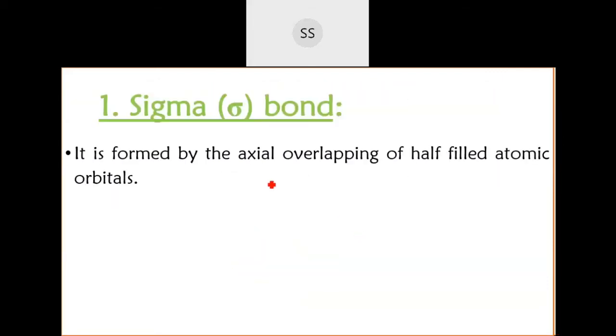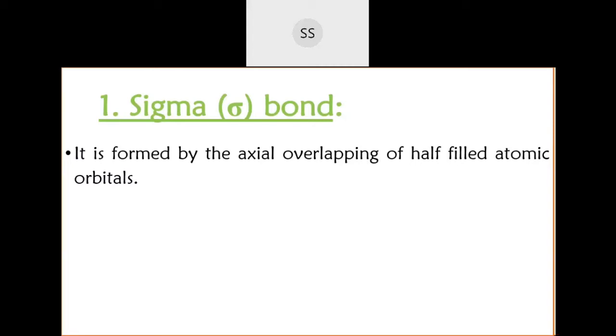So sigma bond, I said, is formed by axial overlapping of atomic orbitals, of half-filled atomic orbitals, not the fully filled atomic orbitals. That you will understand when I take the example. Because fully filled means electrons are paired, and if electrons are paired, then they can't combine with another one. Like if you have already combined your one hand with another one, then it is not possible. If your one hand is free, then you can combine with another person.